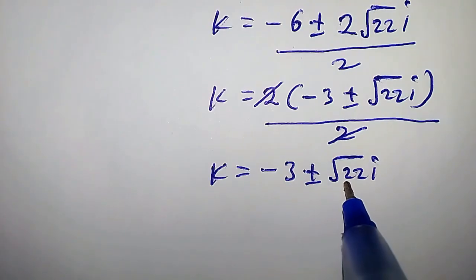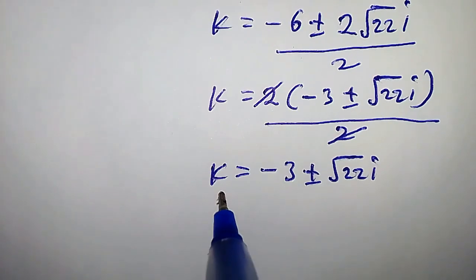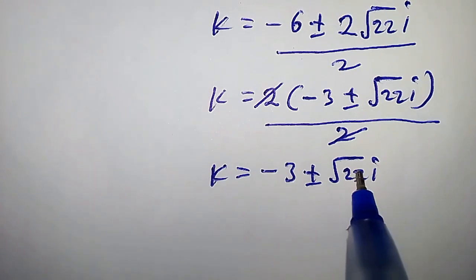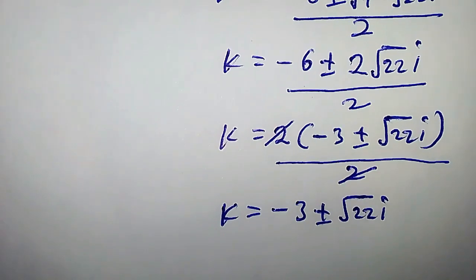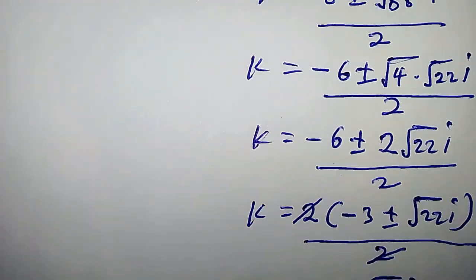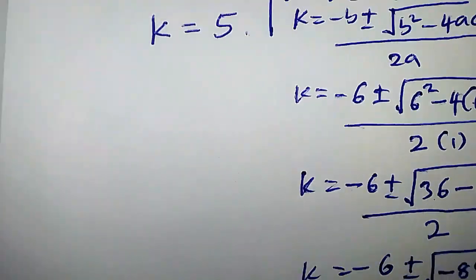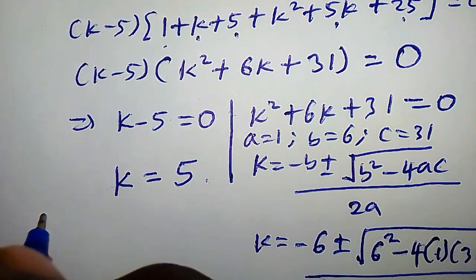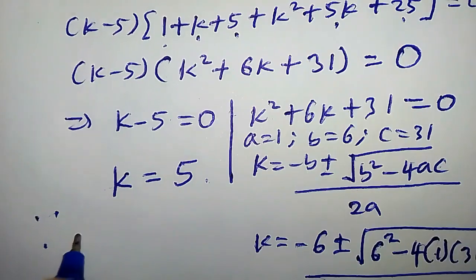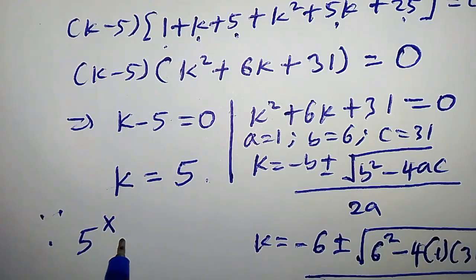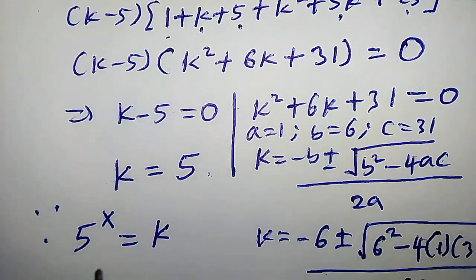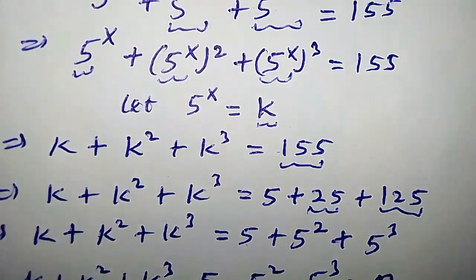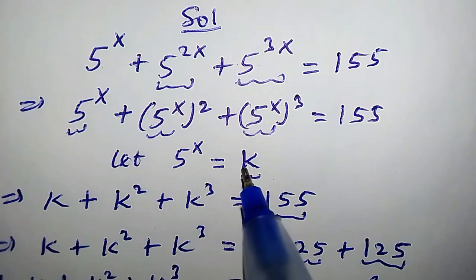This is another set of solution, that is k equals to minus 3 plus square root of 22i, or minus 3 minus square root of 22i. But our main goal is to find the value of x. Let's consider this first to obtain x. So since 5 to the power of x is equal to k, let me show you where we got this from. It's from this line, this assumption.